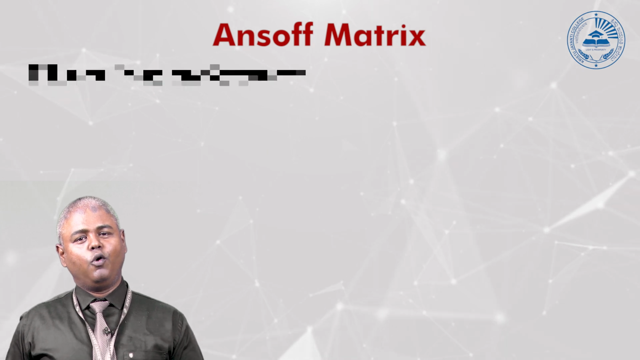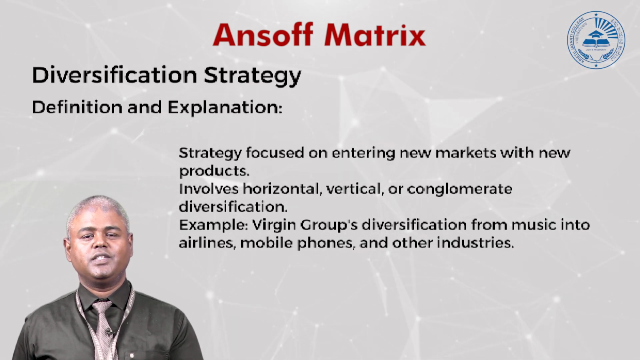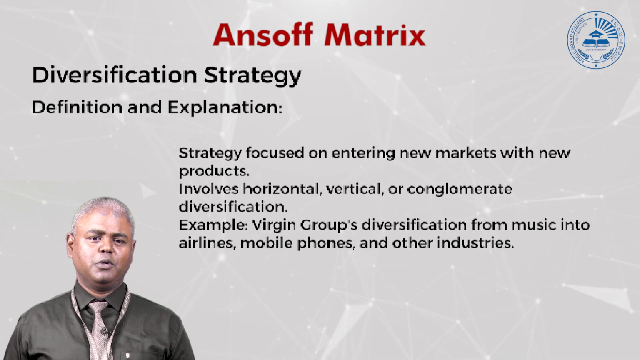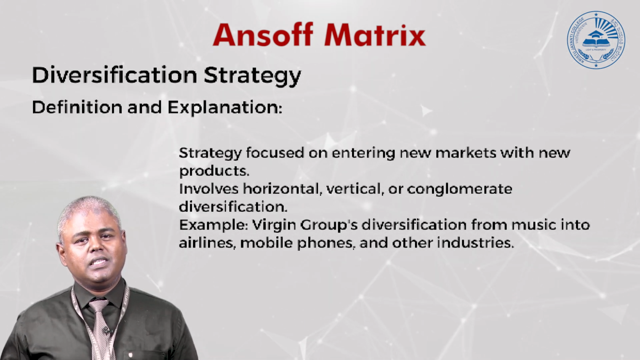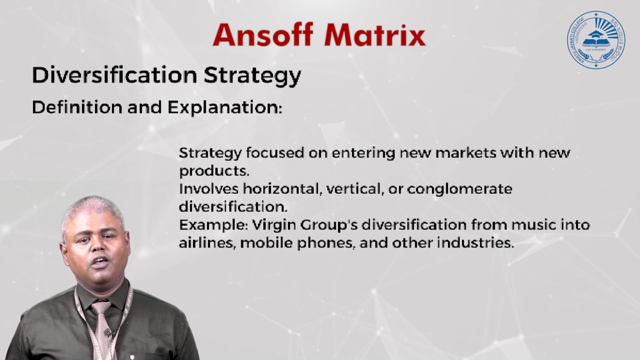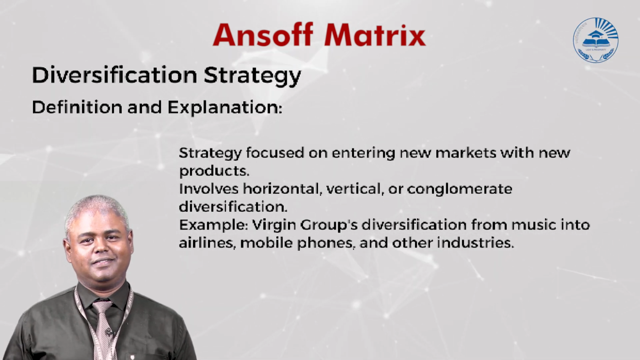And coming to the fourth grid in the Ansoff matrix, the last grid is diversification strategy. What is basically diversification? The term itself says diversifying. This diversification strategy focuses on entering a new market with a new product.